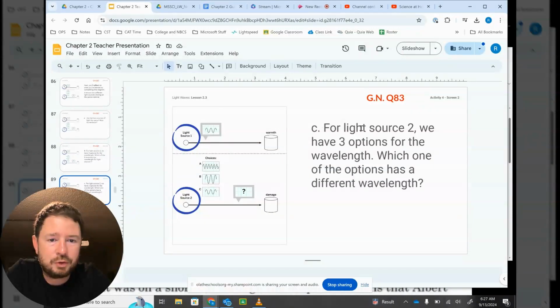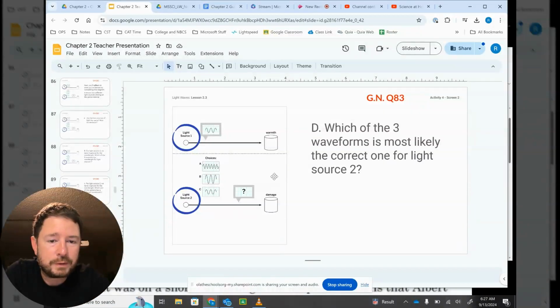C, for light source 2, we have 3 options for the wavelength. Which one of the options has a different wavelength? So we just said that B and C have the same wavelength. So the one that's different is A. This wavelength is much thinner, it's more compressed, the waves are closer together.